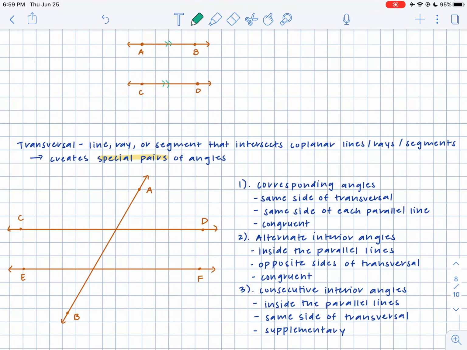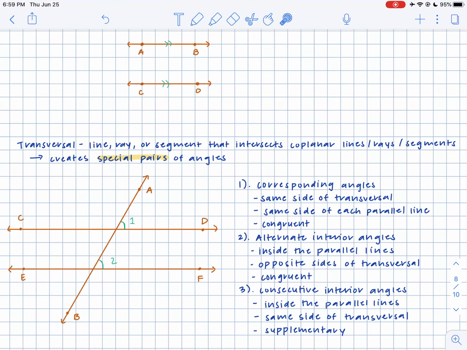First, let's go over corresponding angles. So I'm going to tell you that this angle, let's call it 1, and this angle, let's call it 2. These 2 are corresponding angles. Why? Because they are on the same side of the transversal. So here's our transversal, and they're both on the right side. They could both be on the left side as well. But in this case, the one I drew, they're on the right side.